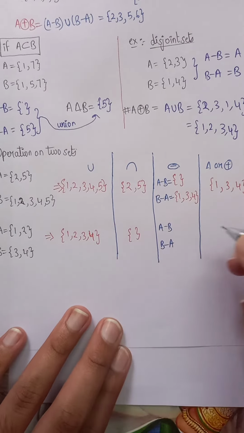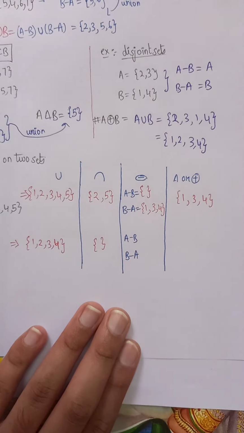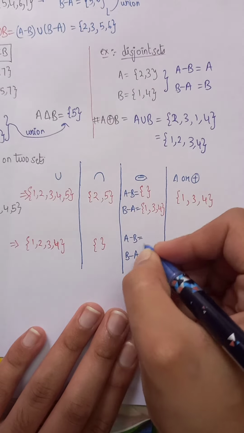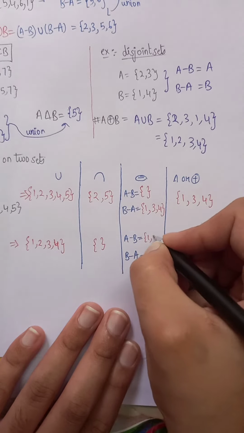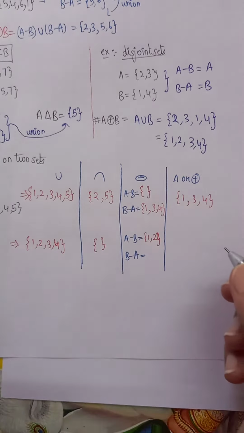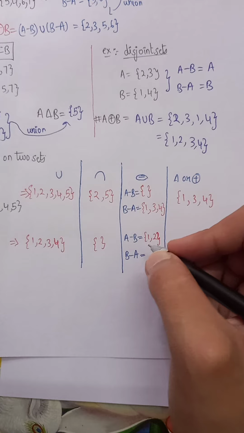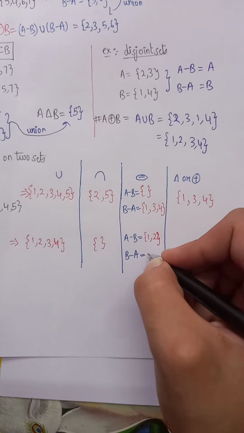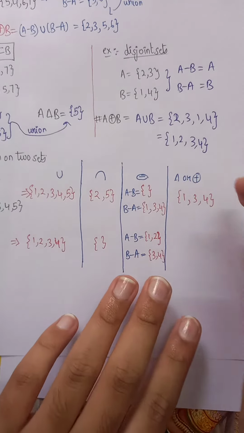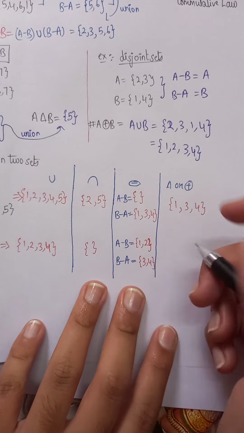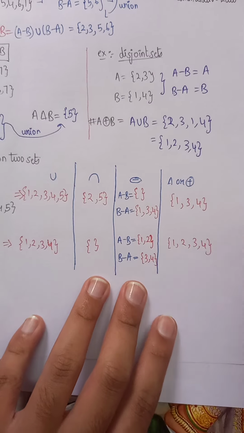If the intersection is an empty set, then what do we call it? We call it disjoint sets. For A minus B, you get 1, 2. Since A intersection B is empty, A minus B means A minus A intersection B, so you get the set A, and B minus A, you get set B, 3, 4. And what about symmetric difference? You need to take the union of A minus B and B minus A. So we get the answer 1, 2, 3, 4.